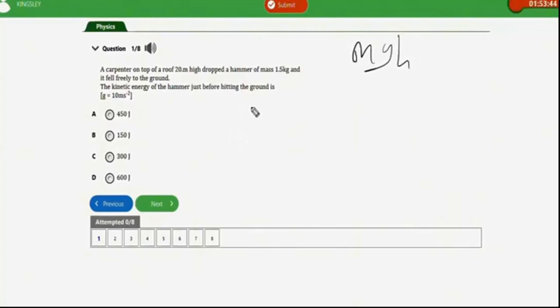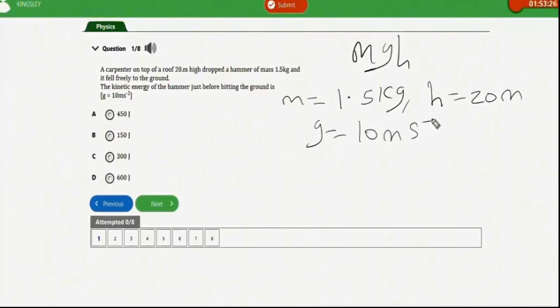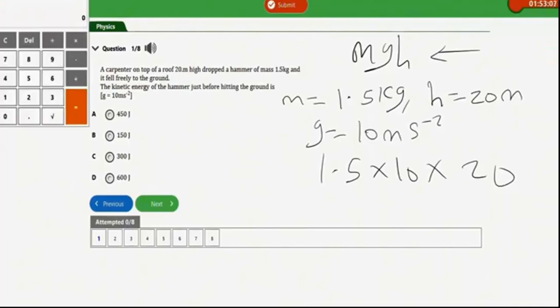mgh. In this question we have our mass to be 1.5 kg, our height h to be 20 meters, and our acceleration due to gravity g is 10 meters per second squared. When you plug in these values, we need to have 1.5 times 10 times 20. Let's punch everything on the calculator. That will give us the answer. It's as easy as this.